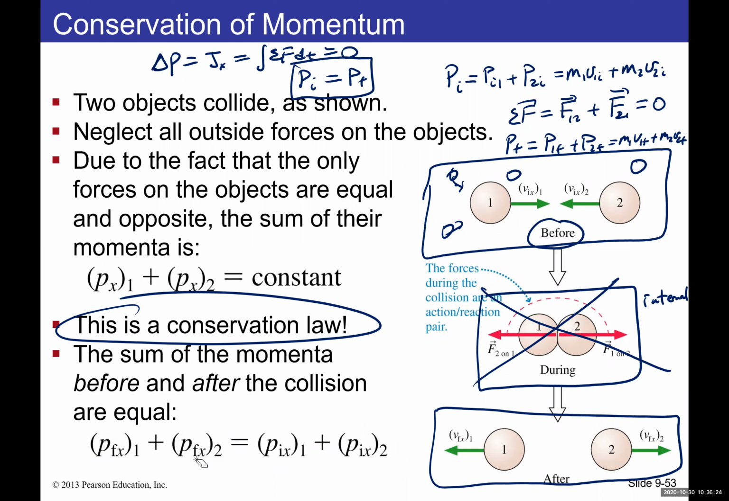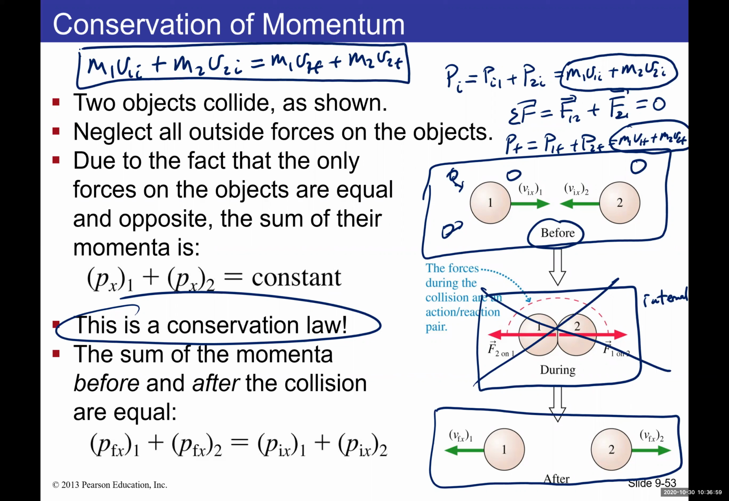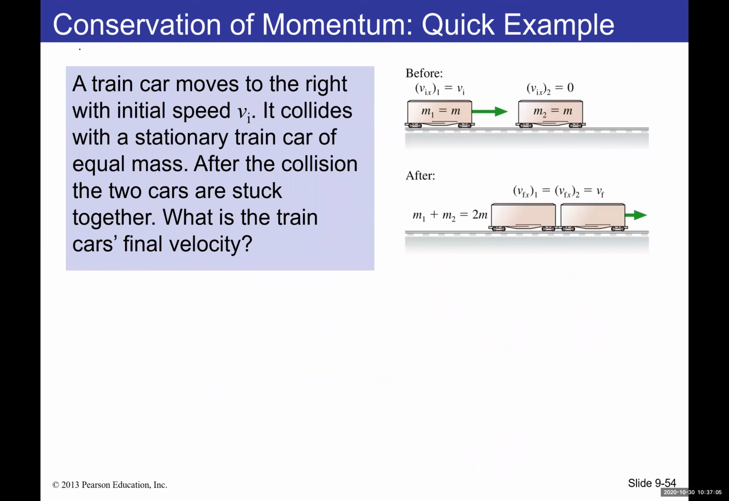Okay. And in a way, let's say you have this equation: M1 V1 initial plus M2 V2 initial, which is the momentum of the system before collision, equals M1 V1 final plus M2 V2 final. That's the momentum of the system after collision, and the sum before and after are equal to one another. All right. So those are the things that we're going to be looking at.